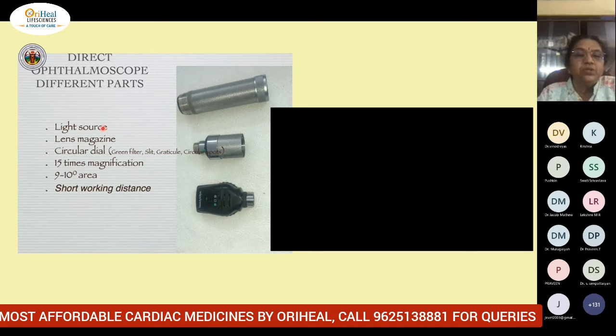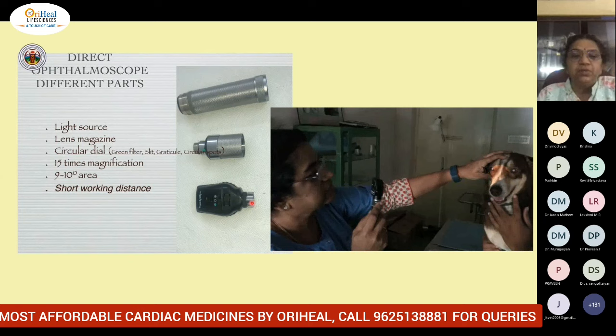So you have the light source, you are happy. You have a good lens magazine, you can see various structures. You have the circular dial and 15 times magnification. That means at one point of time, you will be able to see only some 9 to 10 degrees of the area. Now you see the demo of this.